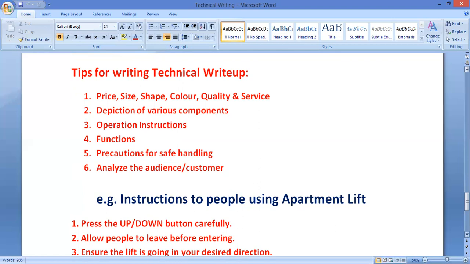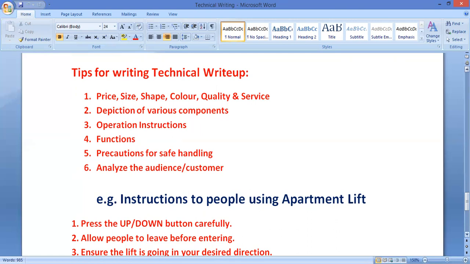See, just selling a particular object is not the task of any engineering firm. One important task is the operation instruction. That particular firm should provide the operation instruction, how it should be operated. So step-by-step instructions should be given to the customer in that technical write-up. If you provide accurate instructions, there will not be any confusion in the mind of the customer. They will follow the instructions and operate that particular machine or device.